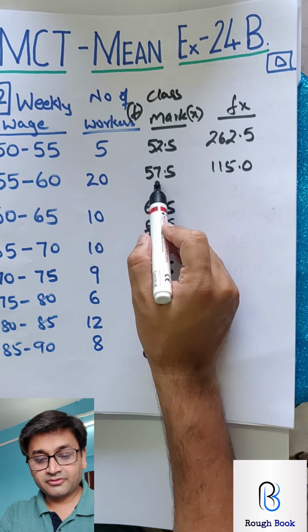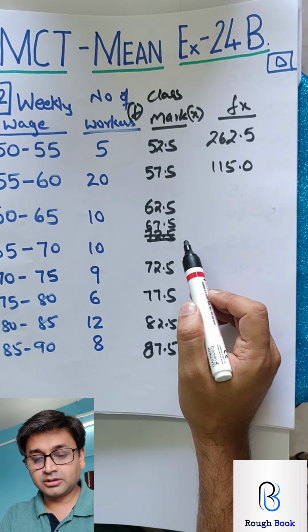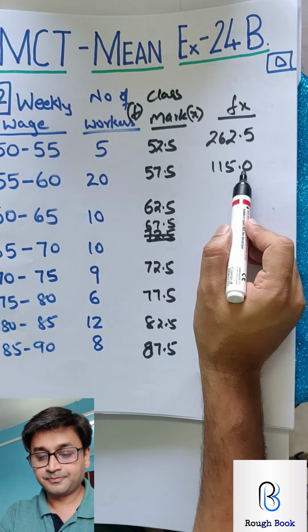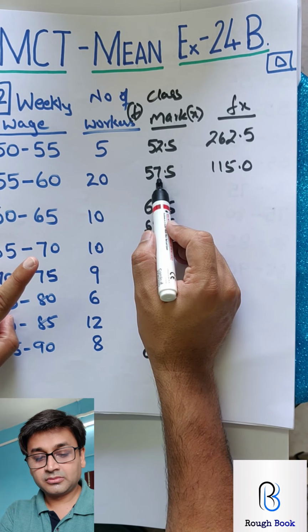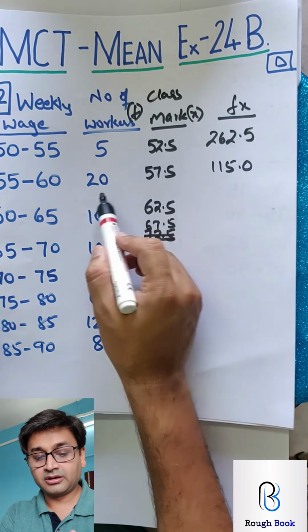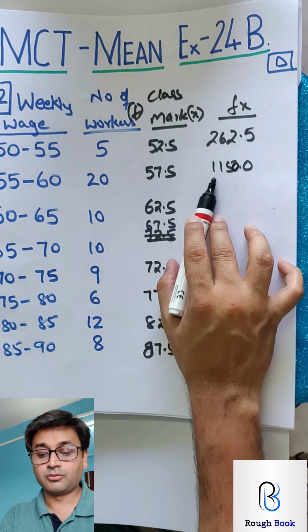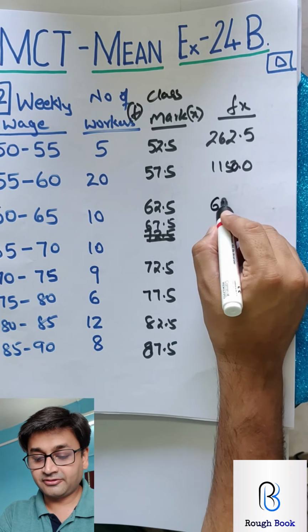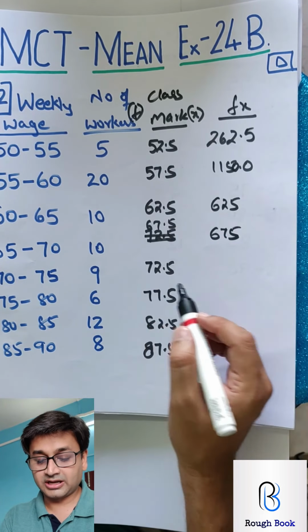Let me check. 57.5 into 20. So if I do it, I think this is wrong. Let me recheck again. 5 2s are 10, 5 7s are 35, 2 7s are 14, 15, 1 10 and 1 11, and one more 0. So there has to be one more 0 here: 1150.0. Okay. Then the next ones, 625 and 675. So we are at least lucky with these two calculations.